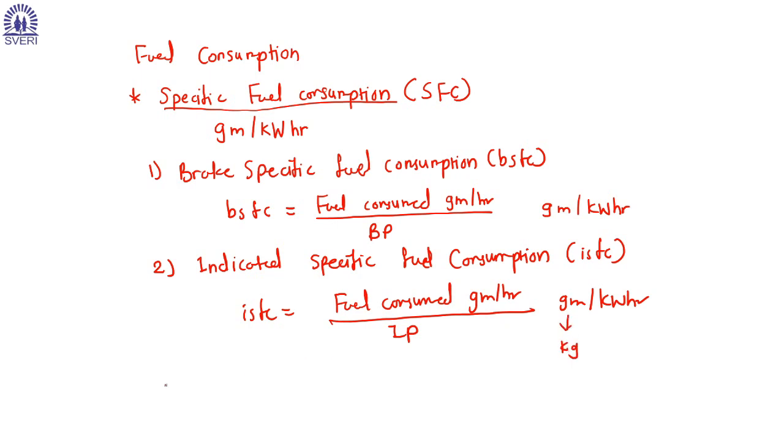So we have studied three parameters. First one was power. Second one was efficiency. And third, we have seen fuel consumption. Based on these formulas, we'll solve numericals in the next section. So let's start taking examples related to engine power and efficiencies.